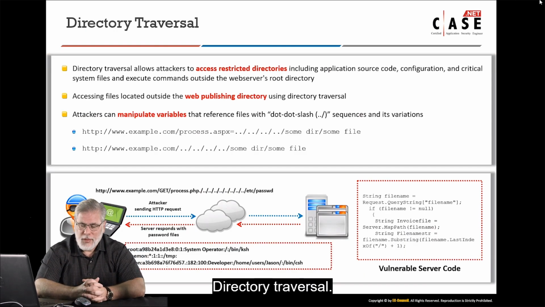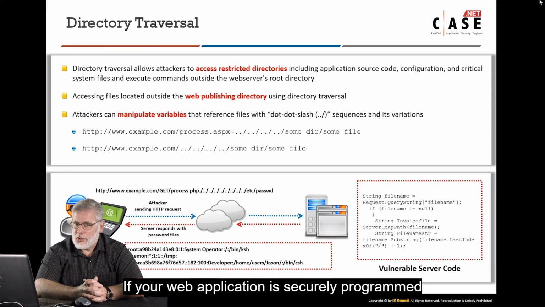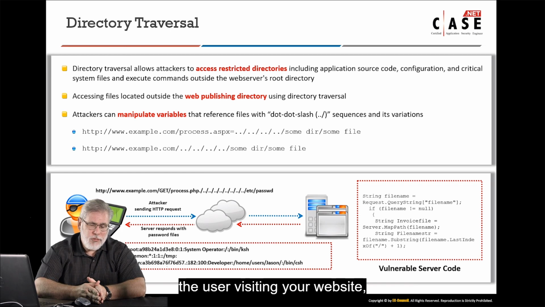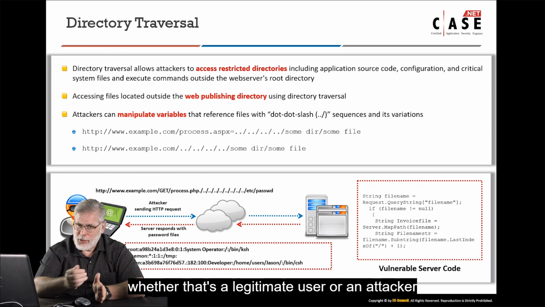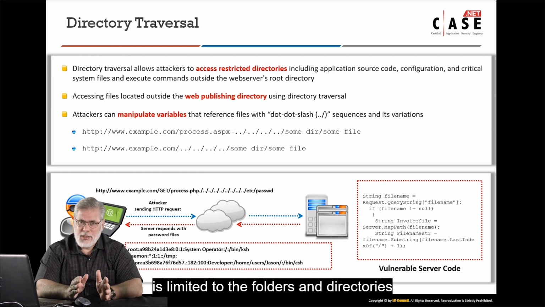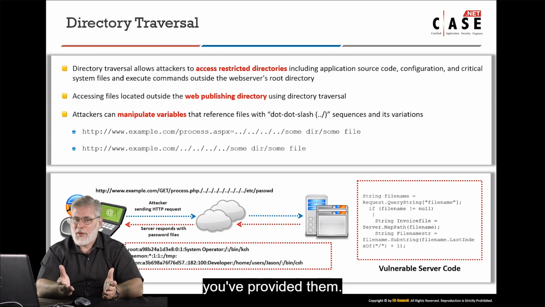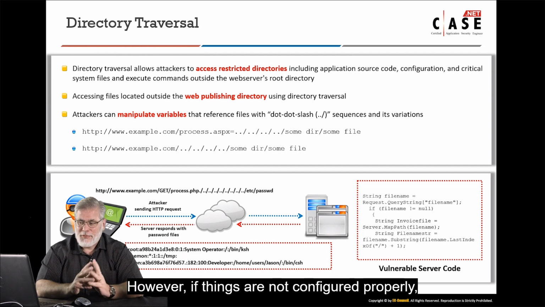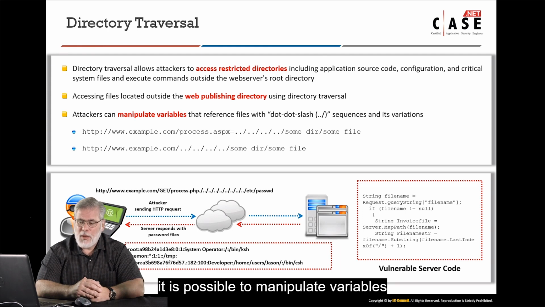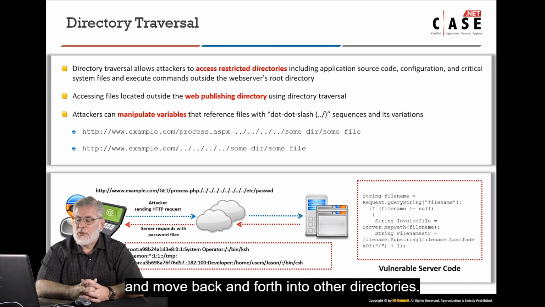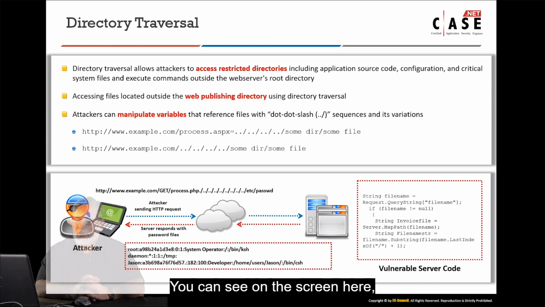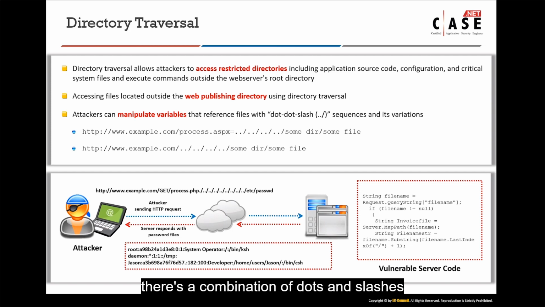Directory traversal. If your web application is securely programmed and your web server is securely configured, the user visiting your website, whether that's a legitimate user or an attacker, is limited to the folders and directories you've provided them. However, if things are not configured properly, it is possible to manipulate variables and move back and forth into other directories. You can see on the screen here there's a combination of dots and slashes designed to give me access to some other part of your server.